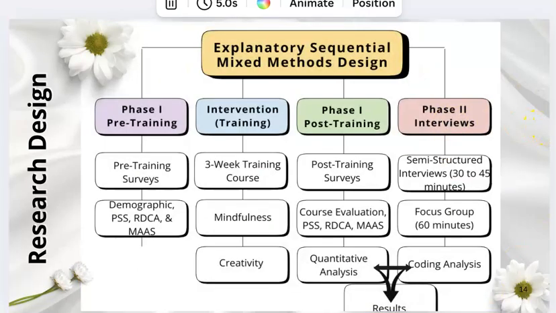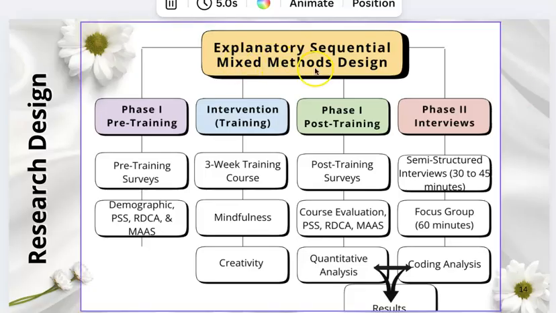And then this was my methodology. So I think that this kind of will help you understand how I did my research design. It was, again, a mixed methods design. So phase 1 was pre-training. They did some surveys on stress levels and anxiety, etc. And then I gathered some demographic information. So they did perceived stress scale, they did a creativity and a mindfulness assessment. And then intervention of the quantitative approach was that they did a training course, and it included mindfulness and creativity. And then they did a phase 1 post-training survey and course evaluation.